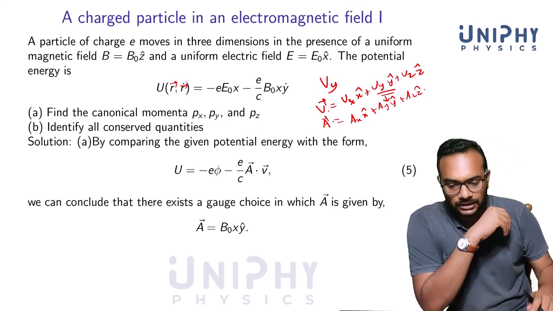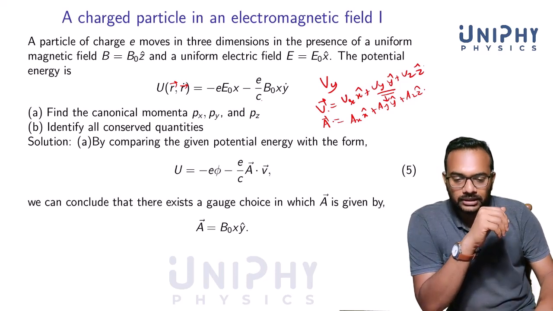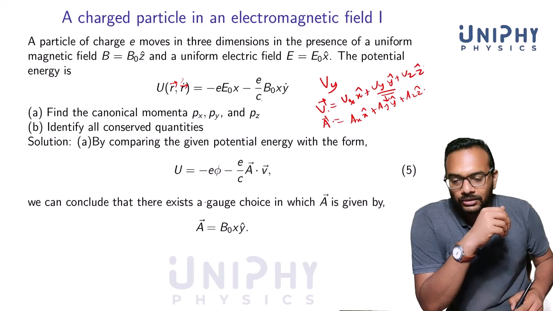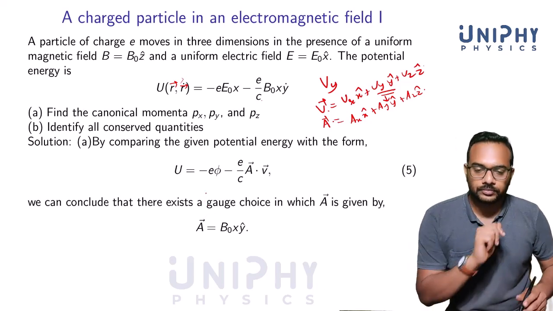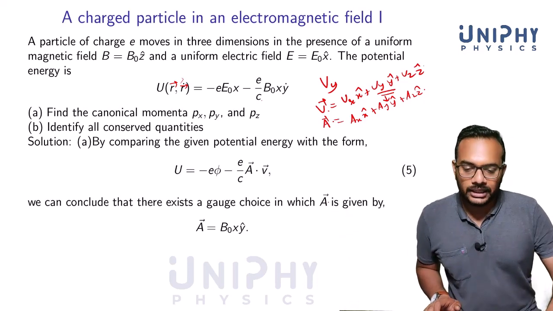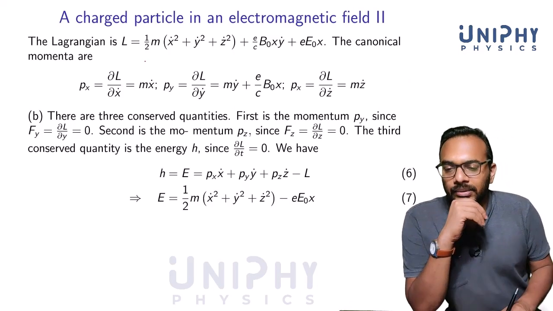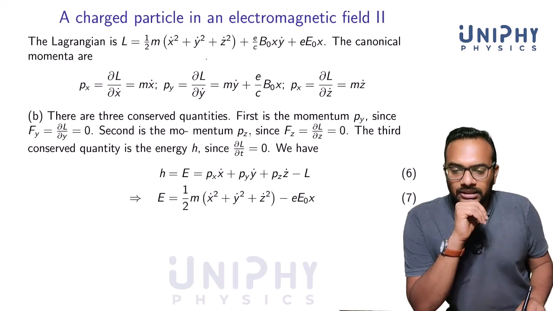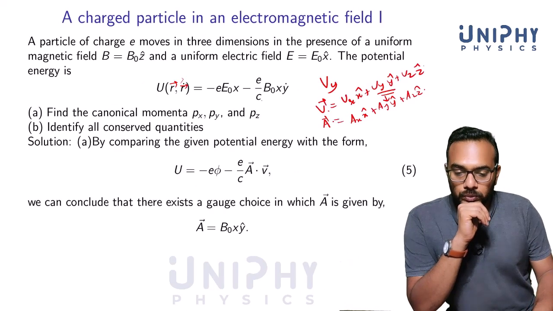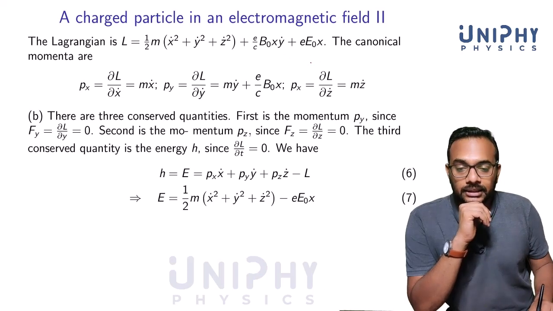So this is our vector potential, or in another way we can say it is in some gauge choice. This allows us some freedom to choose. There is some gauge choice in which the A vector is given by B0 x y cap. Now let's come back to the problem. This is our Lagrangian, because it's T minus U, right?